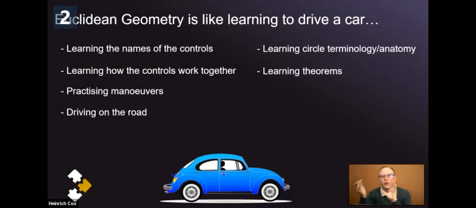Then we have to figure out how these things work together, right? So a theorem tends to combine some elements in some sort of logical way. So the tan-chord theorem, for example, will include a tangent, a chord, and an angle in the opposite segment, for example, right? So you first learn how these things work together with the theorems.